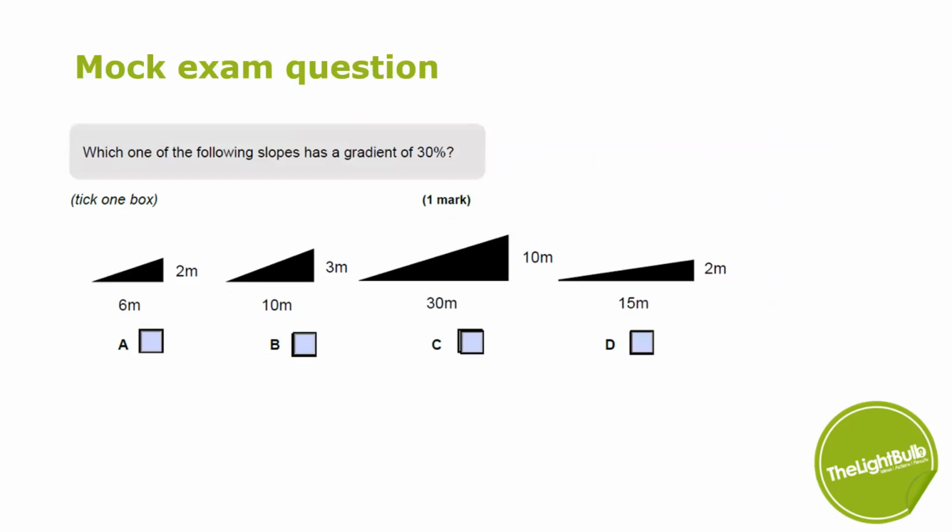And here it is. So the question is, which one of the following slopes has a gradient of 30%? So you've got 4 little images there, and the measurements written appropriately by them. So you're not allowed to calculate. What you'll need to do is put that into a fraction format first of all. That's what I do, like what we've been doing. Change in height divided by change in distance. And then see if you can simplify that fraction and then convert it to a decimal and then finally to a percentage.